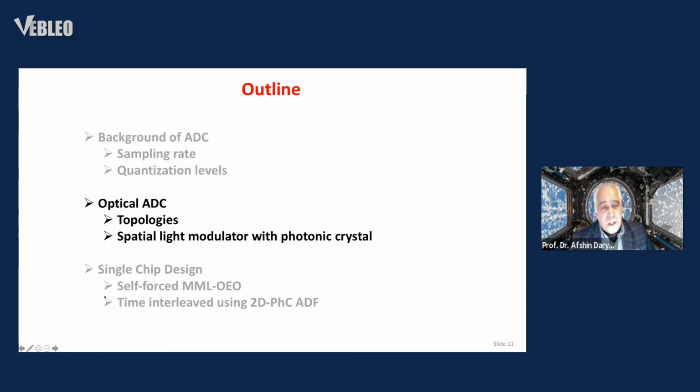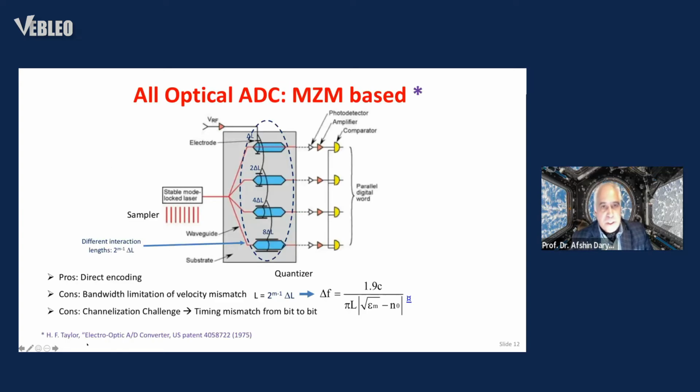And since our clock is going to be in the optical domain, then let's see what are the possibilities in terms of the sampling and quantization in the optical domain. And I would discuss the topologies that are available. And in particular, I focus on the approach that has been advocated by my group, which is the spatial light modulator, and in particular, improving the performance with the photonic crystal structures.